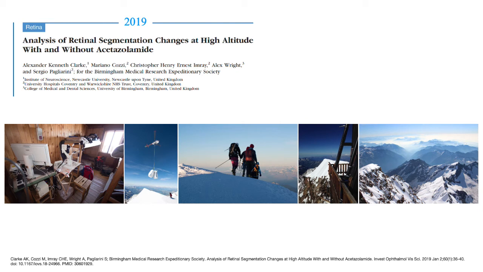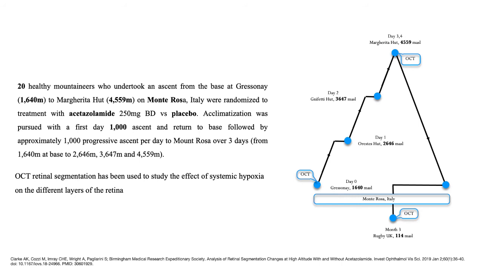This picture has been taken from our group, and this slide is to show you what we actually did. This expedition was done in 2014 or 15, if I'm not wrong. Well, 20 healthy mountaineers undertook an ascent from the base, which was at Gressoney, which is at 1,640 meters above sea level, to the Margherita Hut.